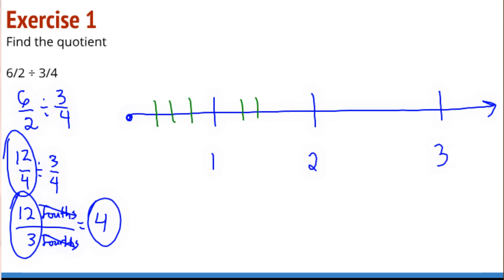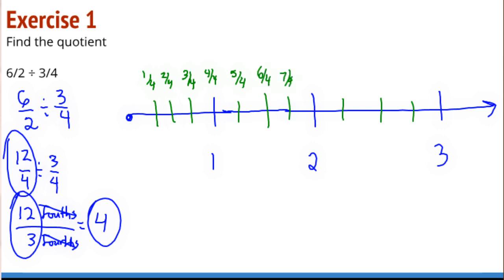So there's 4/4. Ooh, it'd be nice if I could make a little bit more of an effort to make those look kind of nice. There's 8/4. And now I have 12/4. So 1/4, 2/4, 3/4, 4/4, 5/4, 6/4, 7/4, 8/4, 9/4, 10/4, 11/4, and 12/4. And I need to put these into groups of 3.